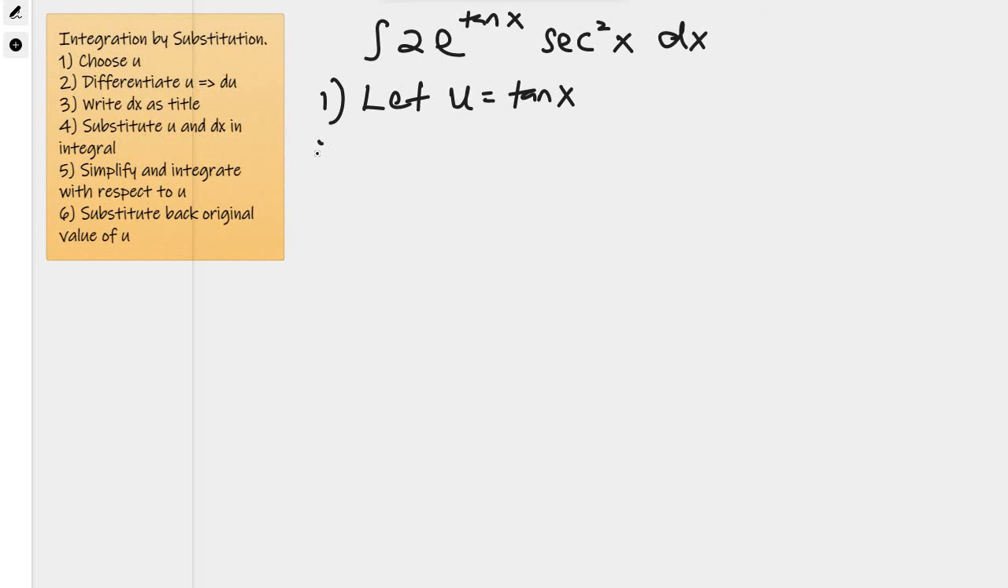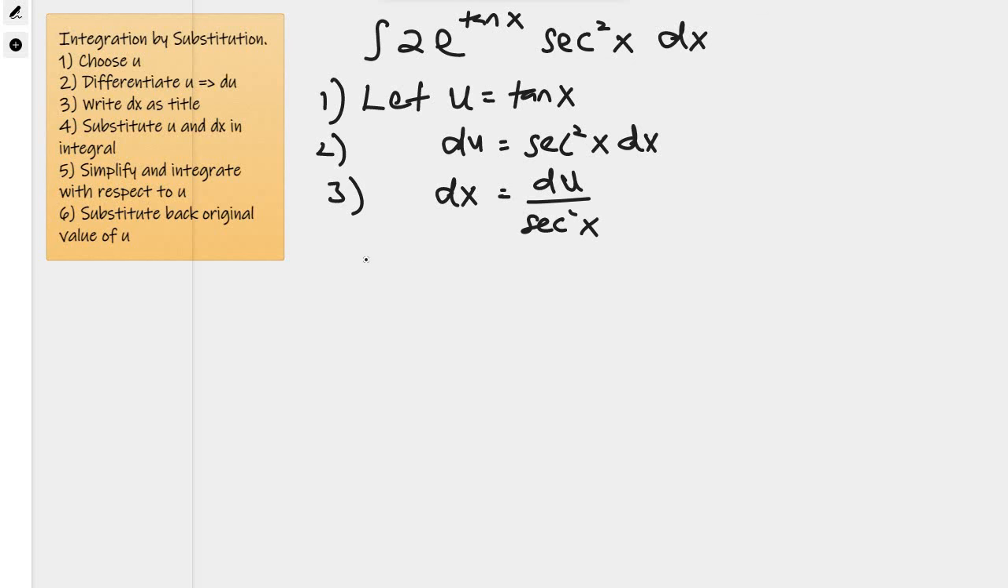Therefore, the next step again, we differentiate the u with respect to x. So differentiate tangent x, you will get secant squared x dx. And third step, we rewrite dx to be the subject. So you have du over secant squared x. And then in step number 4, we substitute back in the integral. So u is the tangent x, so later you will have e to the power of u. And also dx here, you substitute with this value.